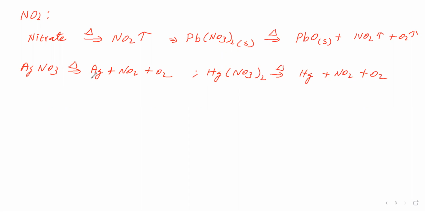Silver nitrate gives silver but not silver oxide. It does give silver oxide, but that silver oxide easily decomposes to give silver. Mercuric nitrate gives mercuric oxide, but that mercuric oxide easily decomposes to give mercury.